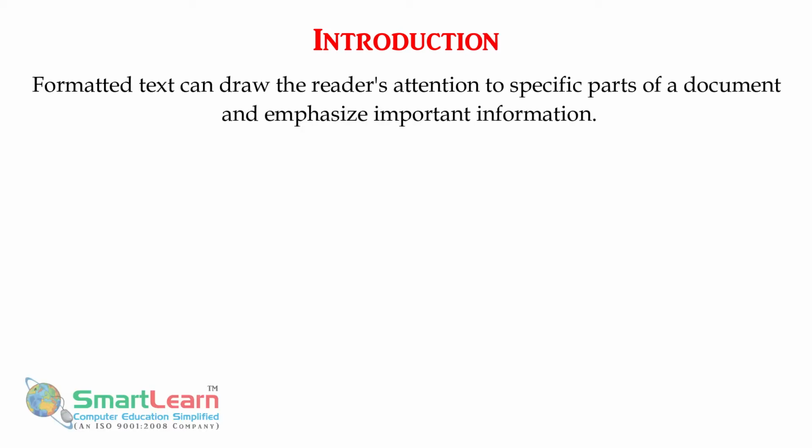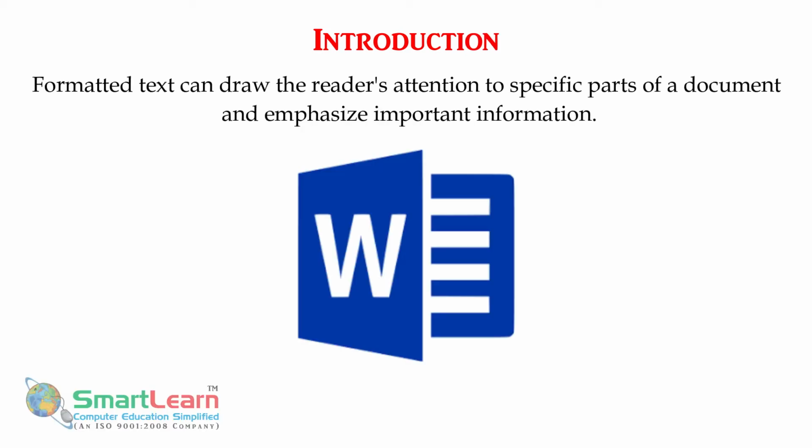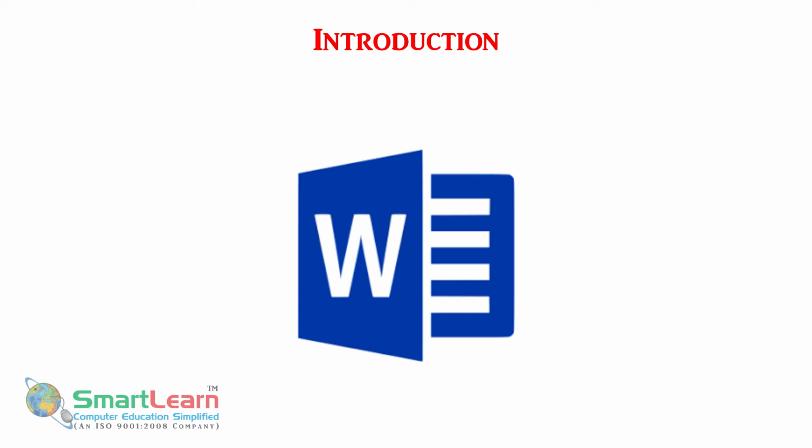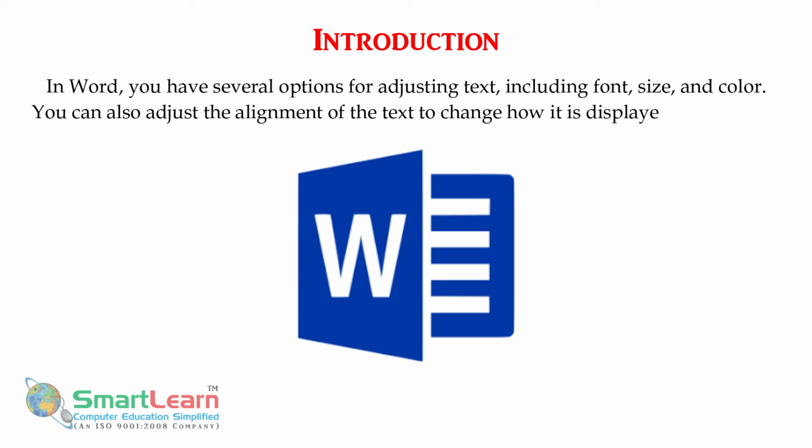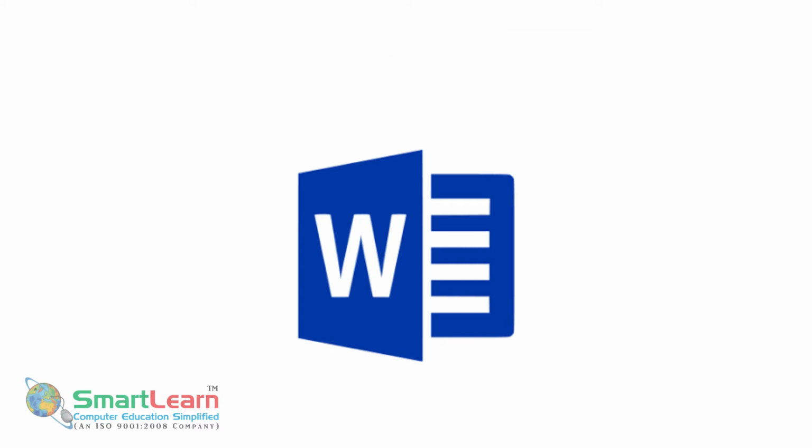Formatted text can emphasize important information and helps to organize your document. In Word, you have several options for adjusting the font of your text, including size, color, and inserting special symbols. You can also adjust the alignment of the text to show how it is displayed on the page.